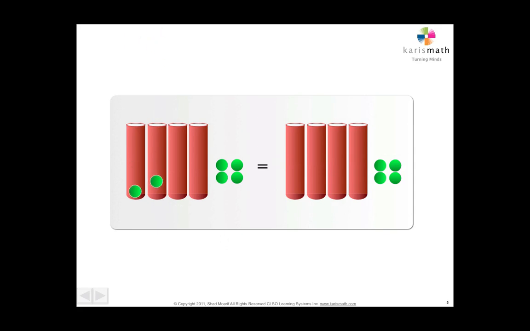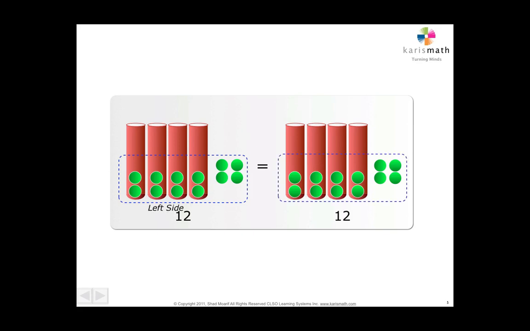Let's put in 1. Okay, so we've got 4 and 4, 8 on the left, 8 on the right. So they're the same. We can put 2 inside each tube. We'll still have the same number of p's on both sides. 12 and 12. So the left side and the right side are the same. That's why we call it an equation.